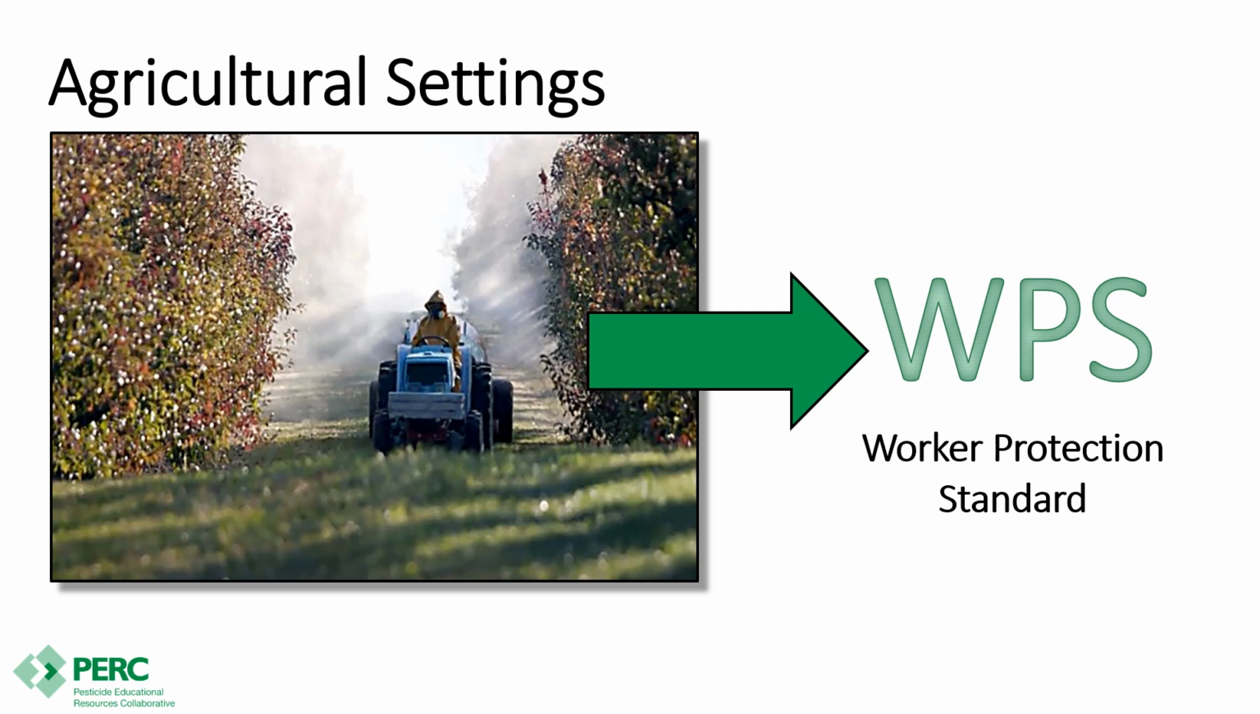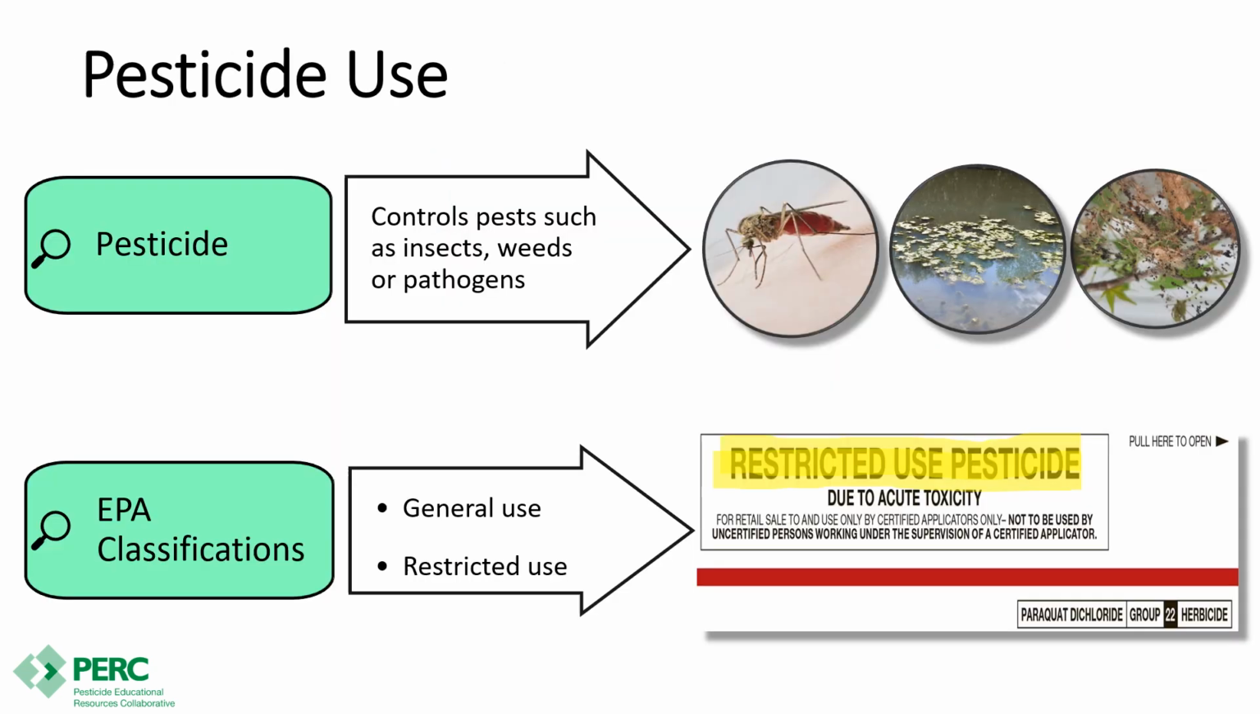Anyone who works in an agricultural setting where pesticides are used on plants to produce an agricultural commodity must comply with additional training requirements outlined in the Worker Protection Standard. For applicators who are new to working with pesticides, a pesticide is a substance used to control unwanted pests, such as insects, weeds, and diseases. The EPA, or U.S. Environmental Protection Agency, classifies pesticide products as restricted use or general use.